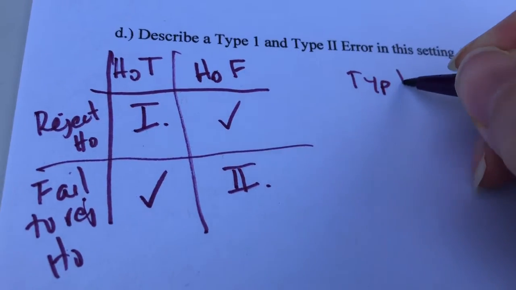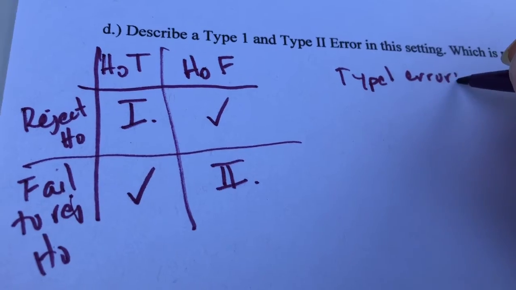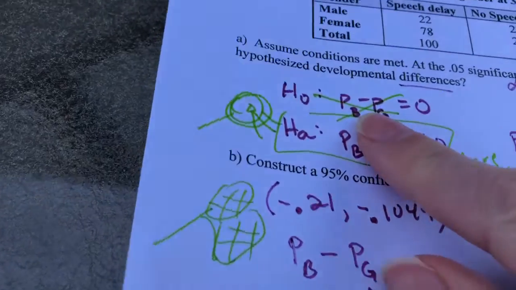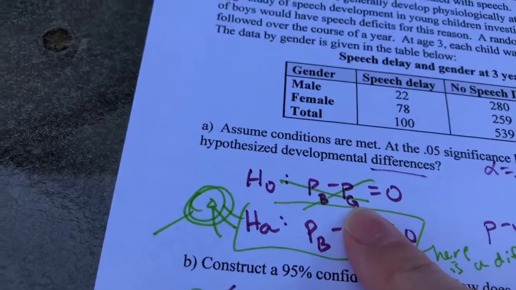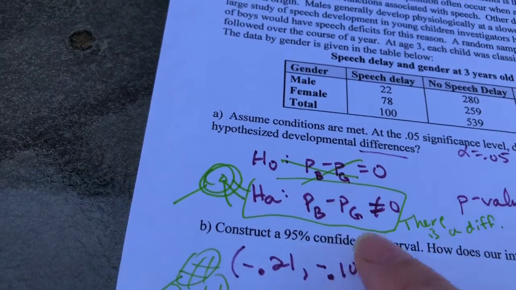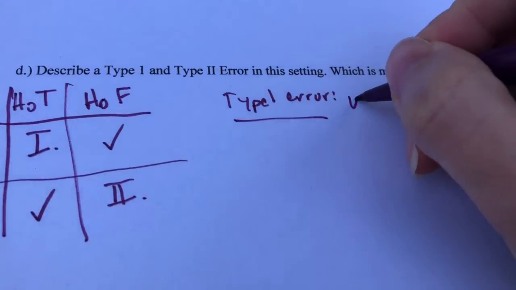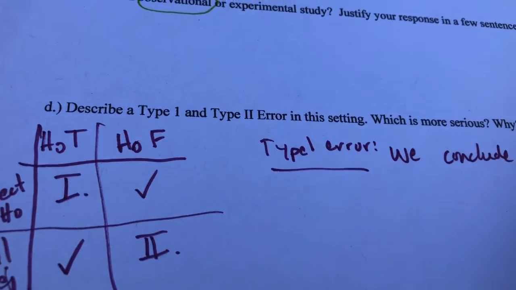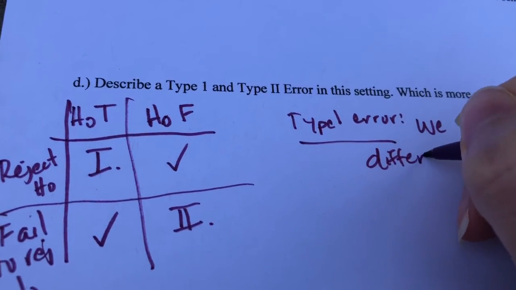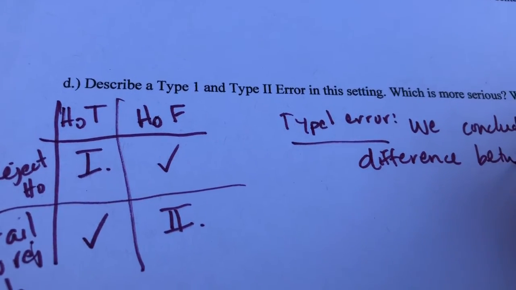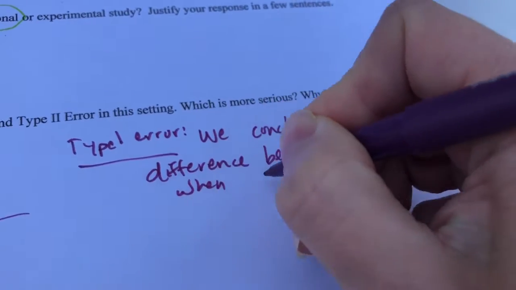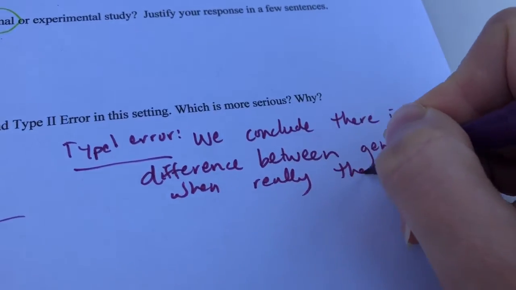So type 1 error. All right. Okay, so the null hypothesis is true. So when I come back up here, it's true. There's no difference between genders and speech delay. But what do we do? We conclude that there is a difference. All right, so down here we would say, we conclude there is a difference between genders when really there isn't.